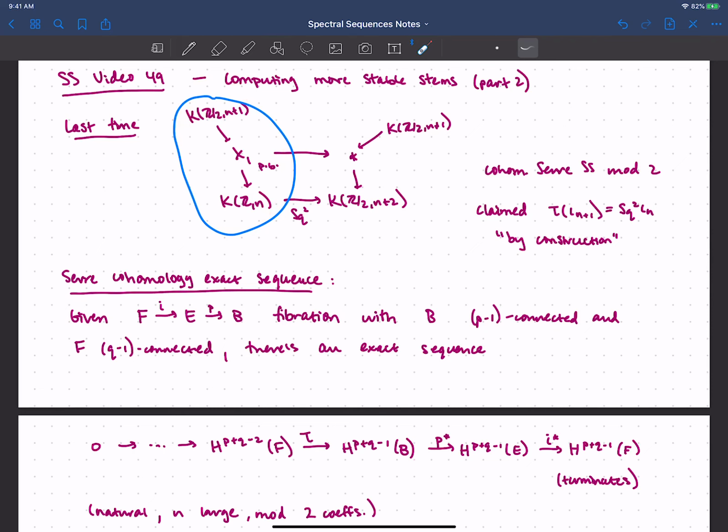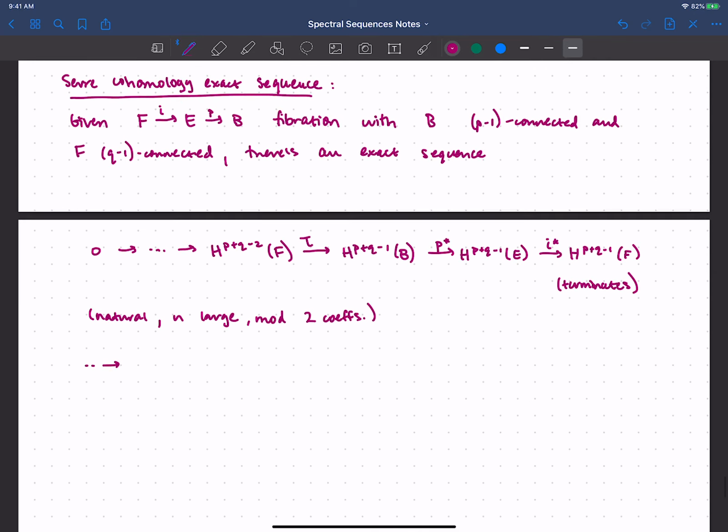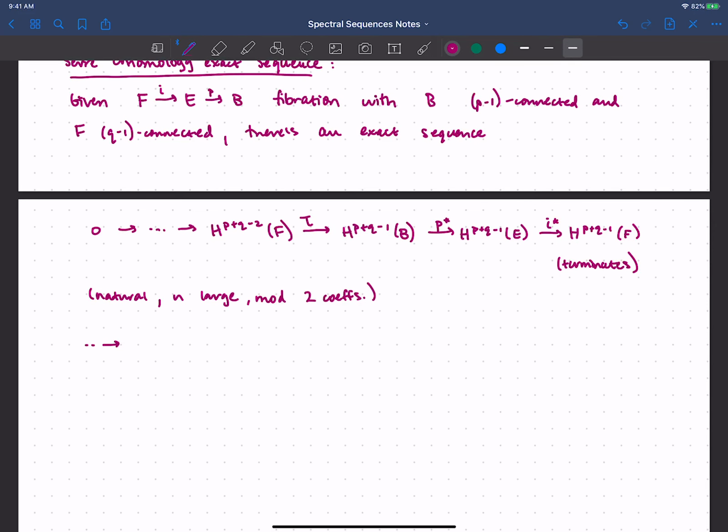And I need things to be a certain amount connected, but I can just pump up that n really high, so I'm not going to worry about those things being connected enough. I'll just make sure that my indices stay low. So let's look at H^(n+1) of a point. That was the total space on our fibration on the right. Maps to H^(n+1) of the fiber.